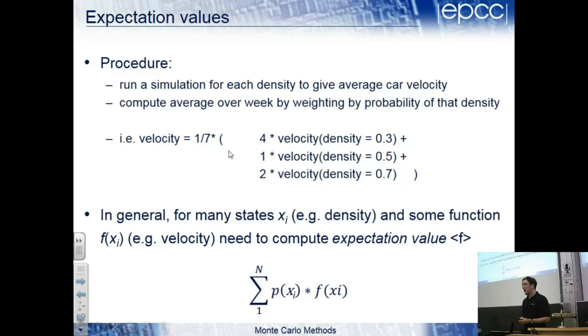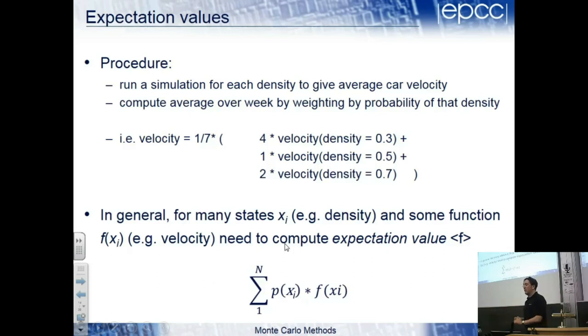So in general, for many states, and we call the state something like xi, which is the density, and some function, what we need to compute is the expectation value. What I've actually said here is, what is the expectation value of the velocity? That is, the sum over n of all the velocities, so it has the probability of there being that velocity and the value. It turns out that there are a lot of situations where, my subscripts have gone wrong here, what we want to do is compute the expectation value, which is the sum of the value of some function multiplied by the probability that that occurs.